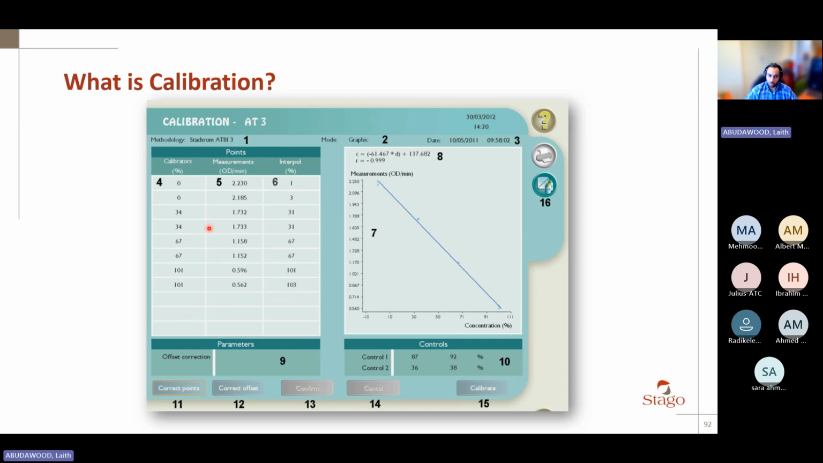So I used something of known concentration to measure something that the analyzer is measuring, optical density per minute, which is useless to the clinician, useless to the patient, to convert it into known values or percentage values. So, okay, pretty much this is what calibration is.